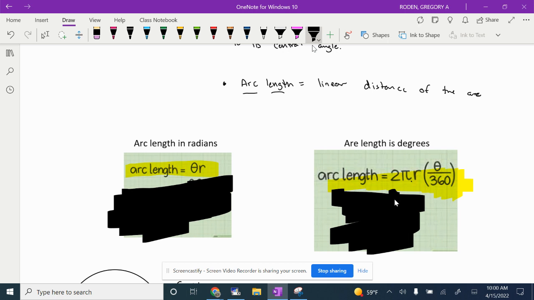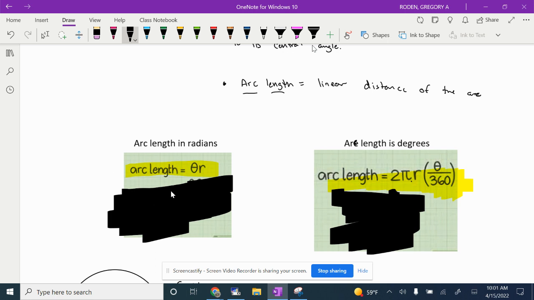Oh yeah, this is not R length. I tried this text to shape, ink to text thing, and it sometimes doesn't read my writing right. That's arc length. Look, guys, look at the beauty of radians. Arc length is just theta times radius. Isn't that nice? Now, arc length in degrees is much more complicated. You have to take 2 pi r and multiply that by the fraction theta over 360. So there's a vote in my book for radians. Radian is a much cleaner formula.